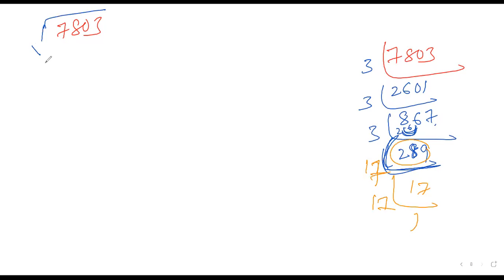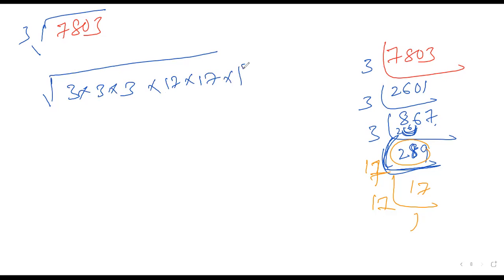Now I'm writing the cube root of this number like this. How should we write? 3 into 3 into 3, then 17 into 17 into the empty box. You need to make it out, because what is the number you multiply?